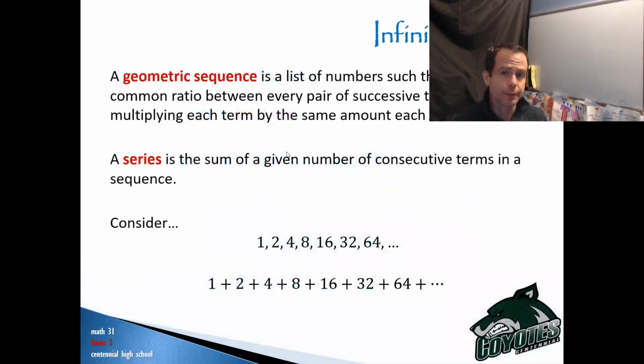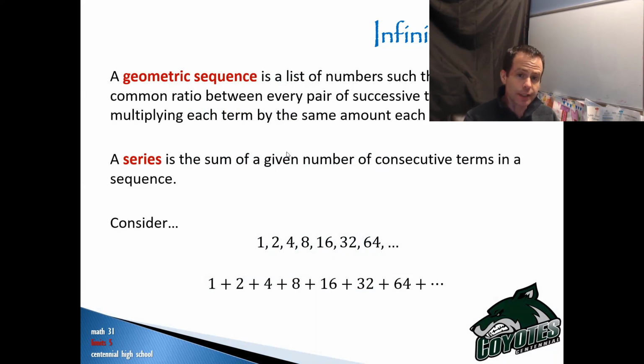Just as a quick reminder, a geometric sequence is a list of numbers such that there's a common ratio between every pair of successive terms. So you're multiplying each term by the same amount each time, okay? So 2, 4, 8, 16, if I went through that sequence, I'm multiplying by 2 every time. So my common ratio would be 2.